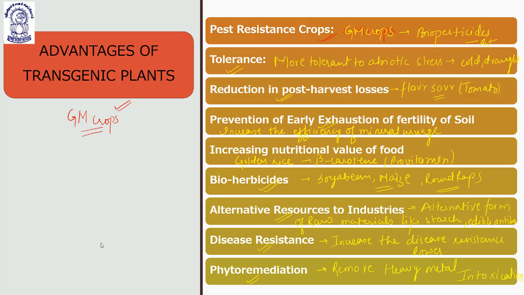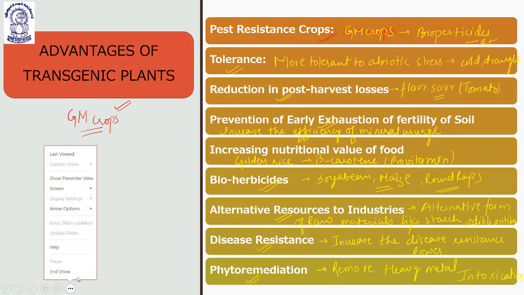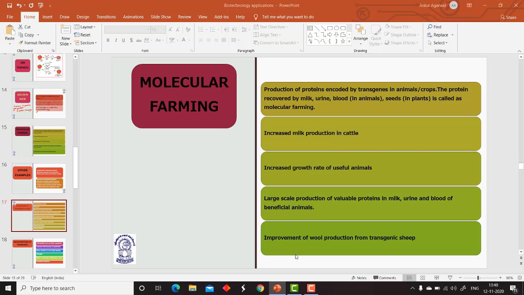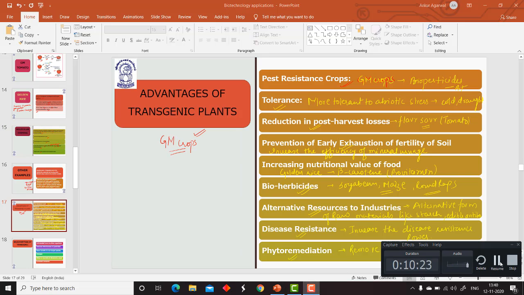Bioherbicides: transgenic crops like soybean and maize resistant to Roundup, which work against different weeds. Alternative sources for industries to produce raw materials like starch, edible antibodies, edible interferons, and disease resistance power, to increase the disease resistance power of the plants. So transgenic animals and plants are of many uses.